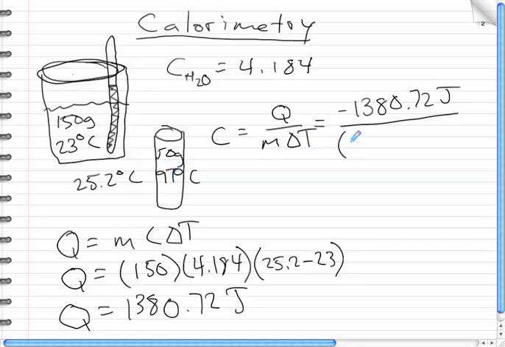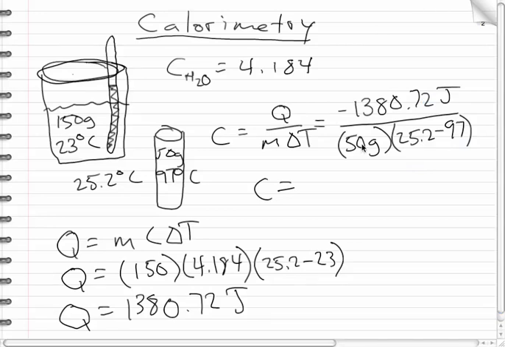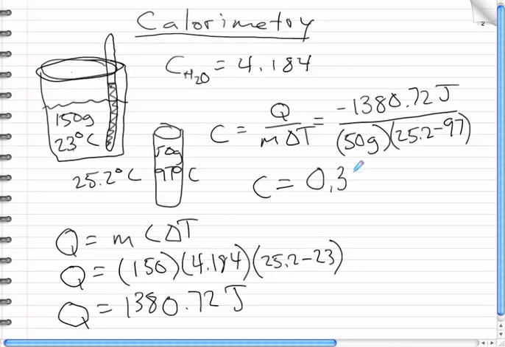Our mass, again, was 50 grams. And our delta T, final minus initial, is 25.2 minus 97. So this is a negative value, and this is a negative value. That makes sense, because our C should always be a positive value. When we do this, we get a value for our specific heat of about 0.386.